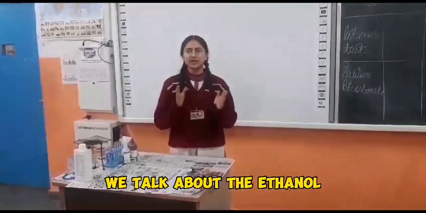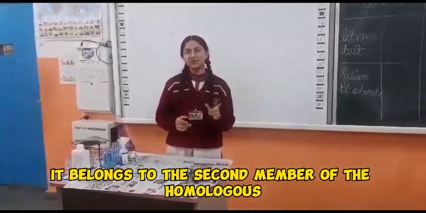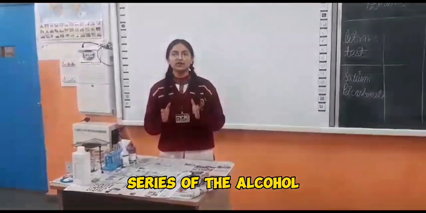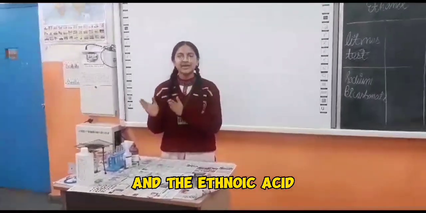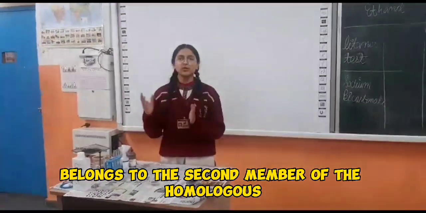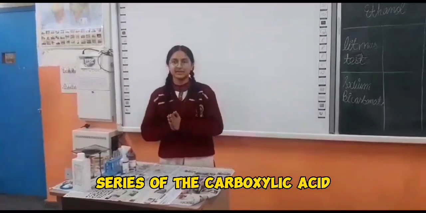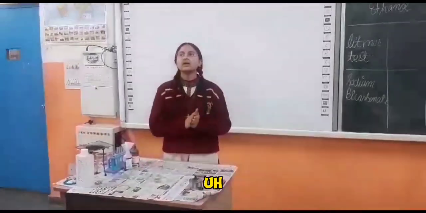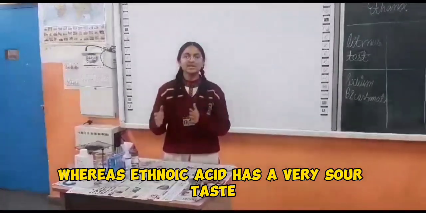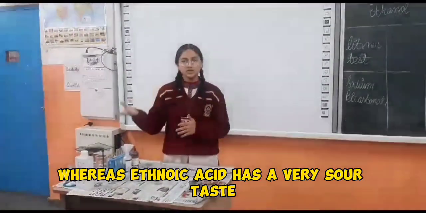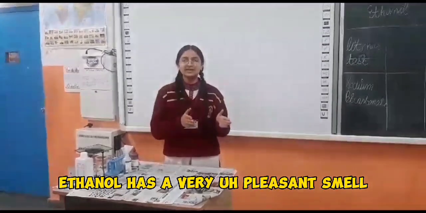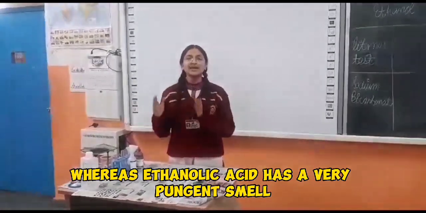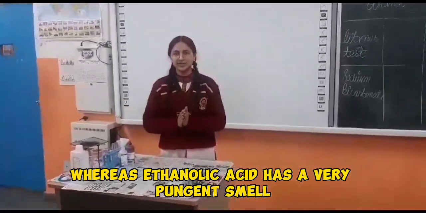If we talk about ethanol, it belongs to the second member of the homologous series of the alcohols, and ethanoic acid belongs to the second member of the homologous series of the carboxylic acids. Ethanol has a burning taste, whereas ethanoic acid has a very sour taste. Ethanol has a pleasant smell, whereas ethanoic acid has a very pungent smell.